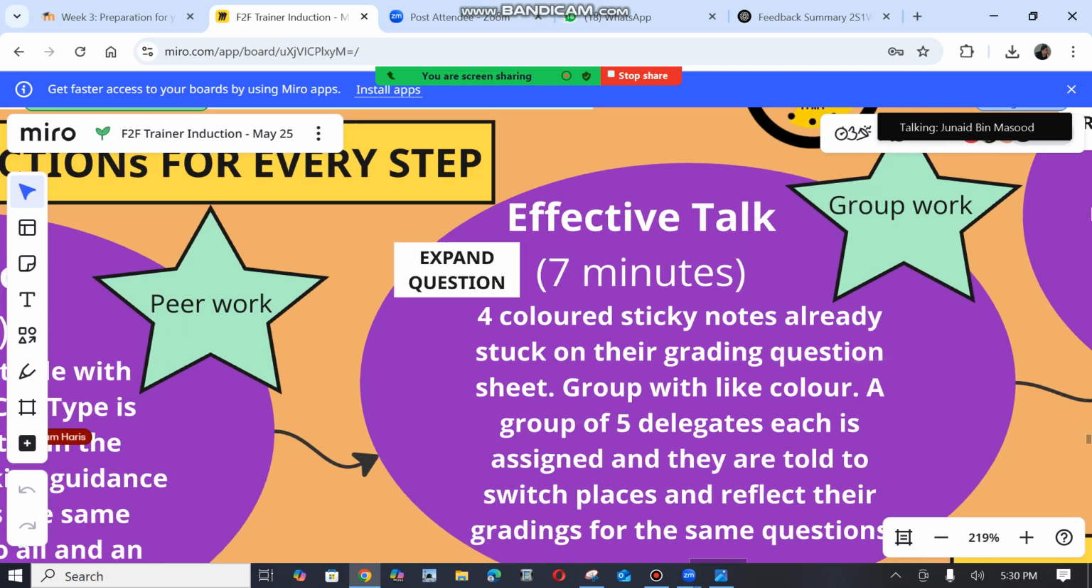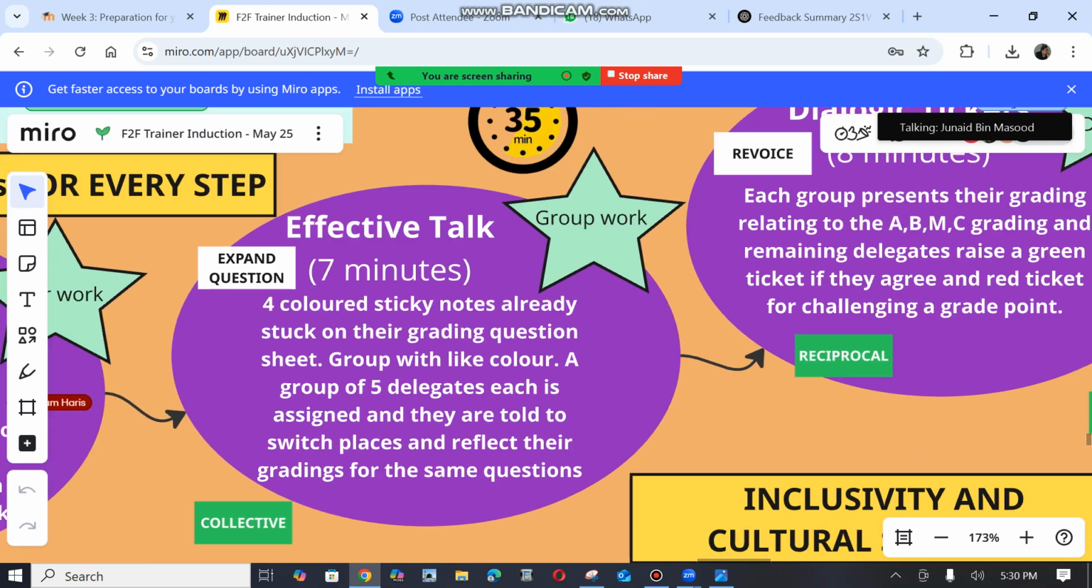Then after that, there will be group work, which is the principle of dialogic talk by Professor John Hardman, which we focused on in the induction course as well. Here the effective talk will already have the four colored sticky notes stuck onto the delegates' handouts, and they will sit in similarly colored groups, and then share their grading criteria and assessments with each other. So they discuss and the question gets expanded.